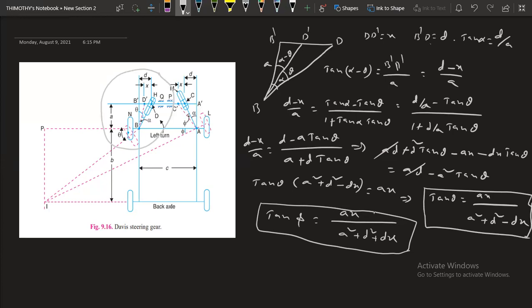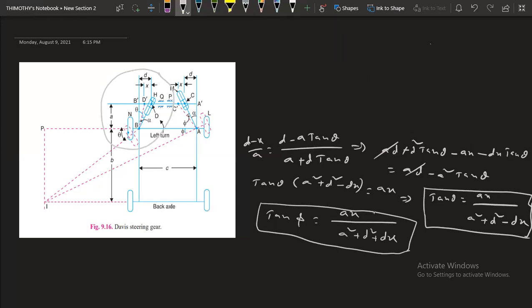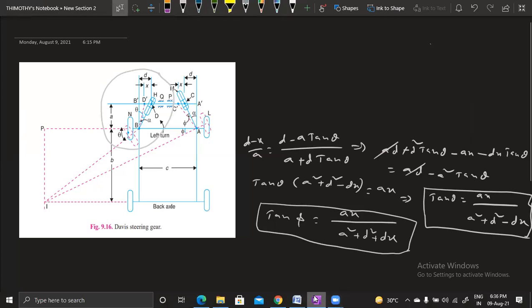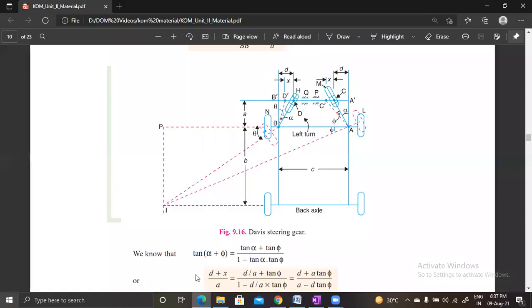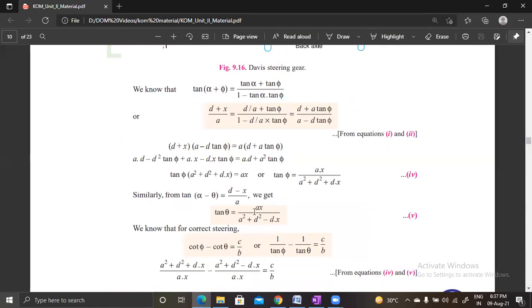Now I have the relation for tan theta and tan phi. We know the fundamental condition for correct steering, that is cot phi minus cot theta is equal to C by B. That is the fundamental mathematical condition for correct steering here. So this is the derivation that we have derived just now. Here we can observe tan theta is AX by A square plus D square minus DX. Similarly, tan phi is AX by A square plus D square plus DX.